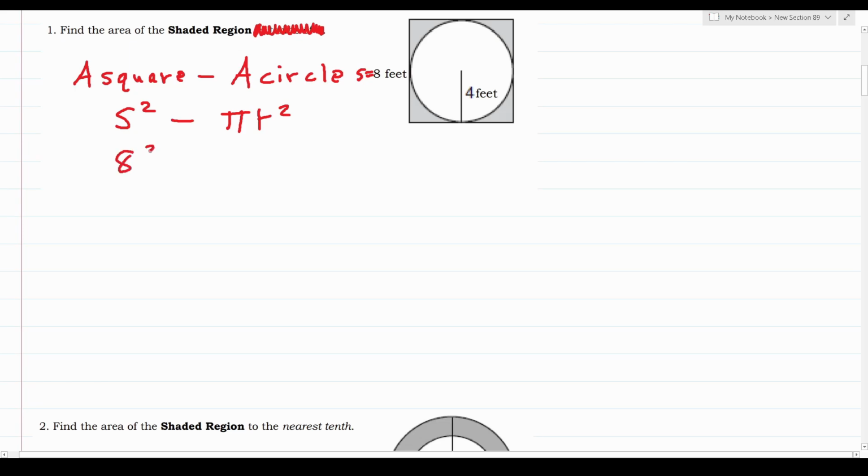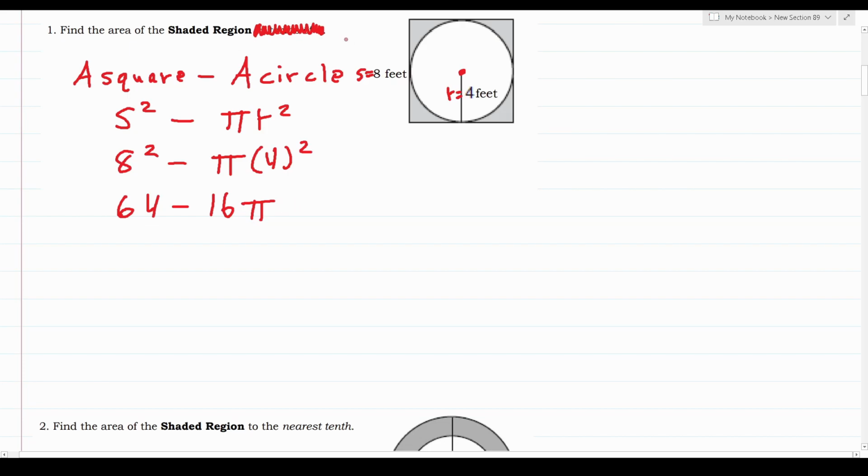This is 8 squared. Pi, what is the radius of this circle? Again, the radius is the distance from the center point of the circle to the edge of the circle, and we should clearly see that that is 4 in this case, so this becomes pi times 4 squared. Let's go ahead and work this out. 8 squared is 64 minus, what's 4 squared? That's 16, so this is 16 pi.